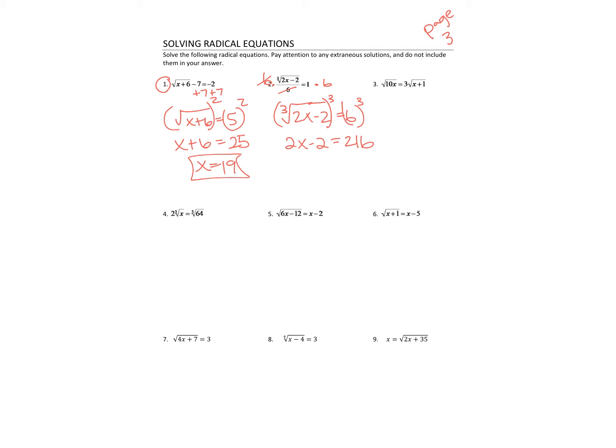So now, my step 3, I have to solve this. I'm going to add 2 over. So 2x equals what? 218. And then I'm going to divide both sides by 2, and I get x equals 109.